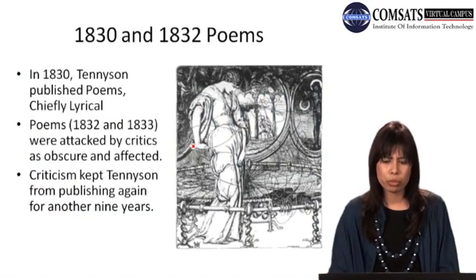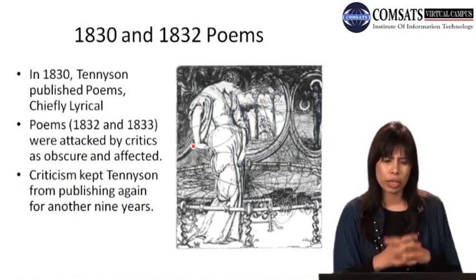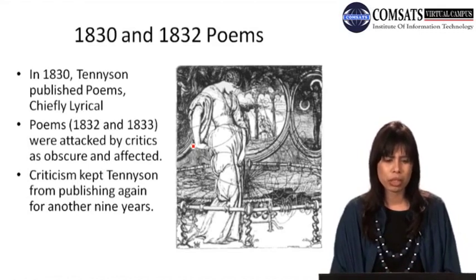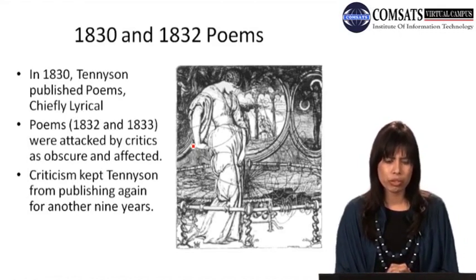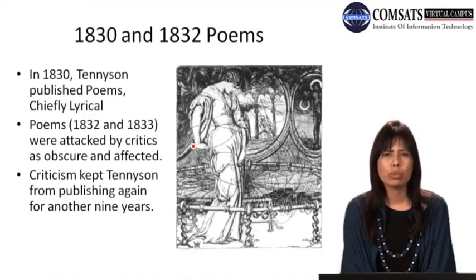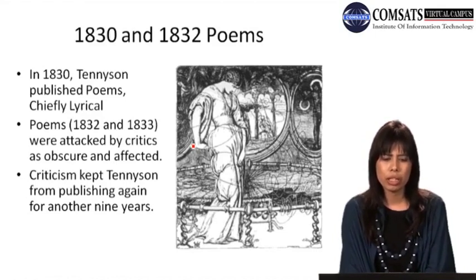1830 and 1832 poems. Here we are going to talk about his poems during this period. In 1830 Tennyson published Poems, Chiefly Lyrical, and Poems 1832 and 33 were attacked by critics as obscure and affected. Criticism kept Tennyson from publishing again for another 9 years. You could see he faced a lot of problems as far as criticism is concerned. His work was considered obscure as well. So these are basically the problems. In 1830 he published his lyrical poems.